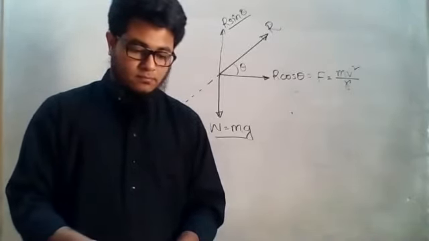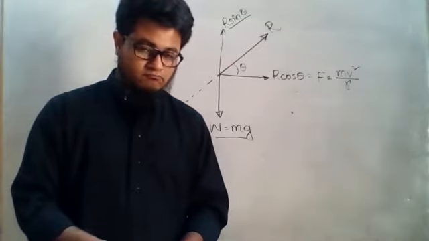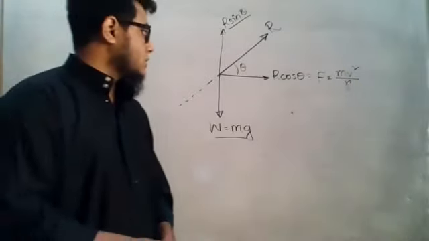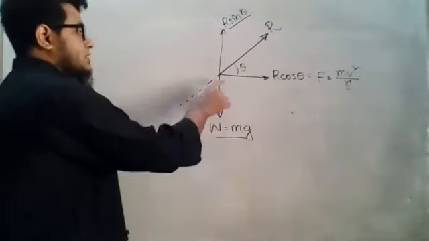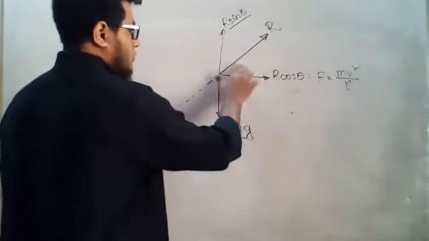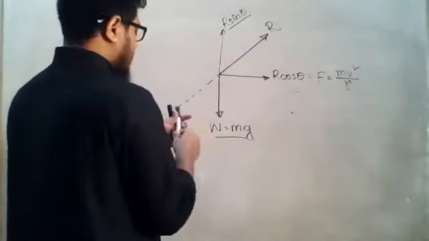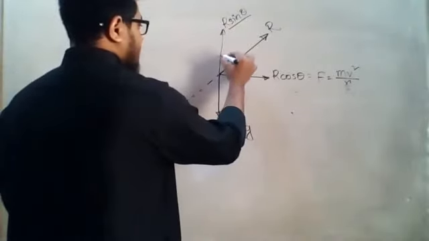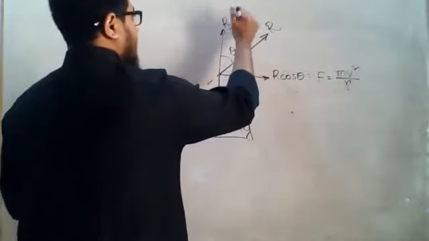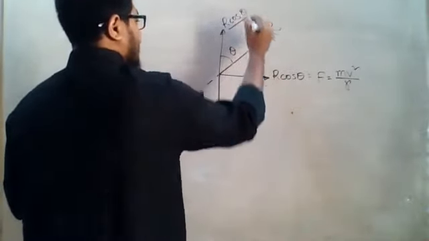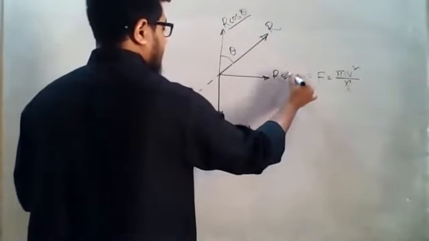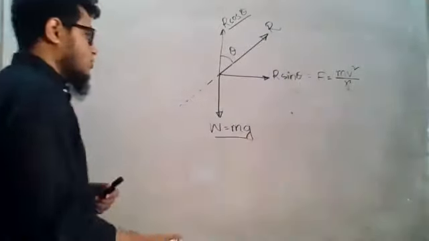No, no, sir. Okay, so here in this figure, I have considered this one to be theta. That is why this one is r cos theta. But in your book, they have considered this angle to be theta. If this angle is theta, then this one will become r cos theta and this will become r sin theta. It's up to you, no problem.